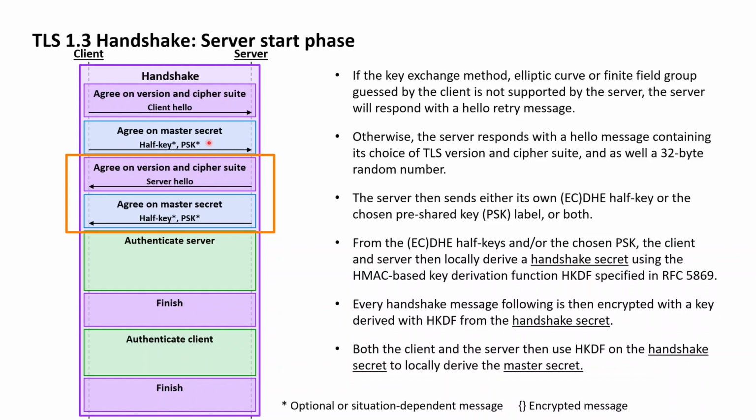In case the half keys received from the client can be supported, the server will respond with a server hello message that contains the chosen TLS version, the chosen cipher suite, and as well a freshly generated 32-byte random number that again will play an important role in the derivation of cryptographic key material later on.